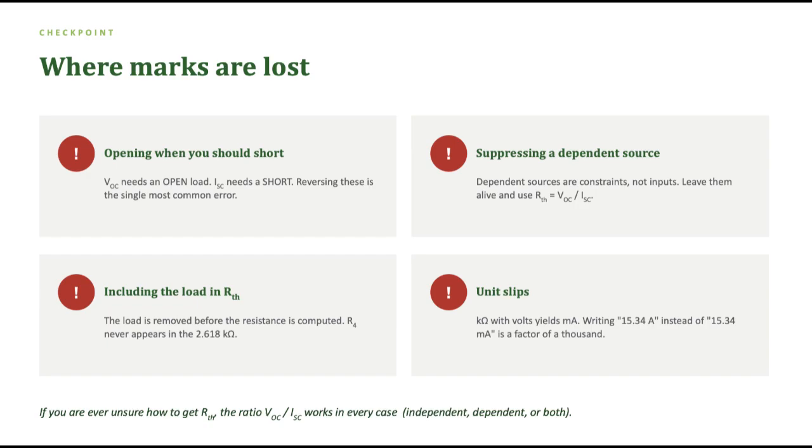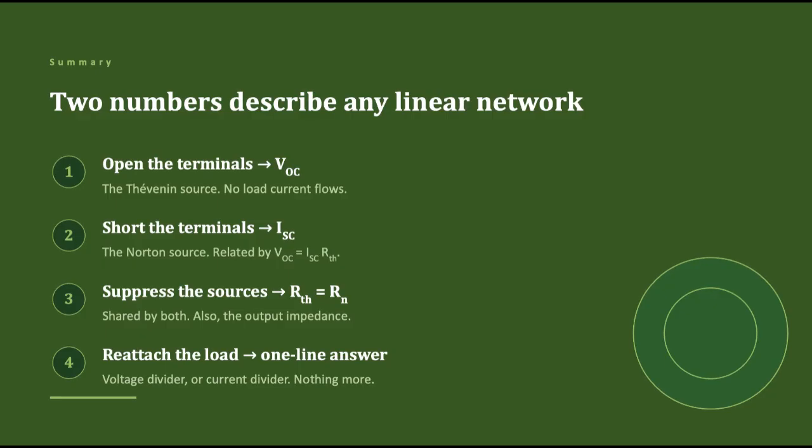Independent, dependent, or both. Whatever is in the box, 6 resistors or 600, the load sees 2 numbers. Everything else is bookkeeping. Open the terminals for the voltage. Short them for the current. Suppress the sources for the resistance. Then reattach the load and divide. And Thevenin follows you forward.